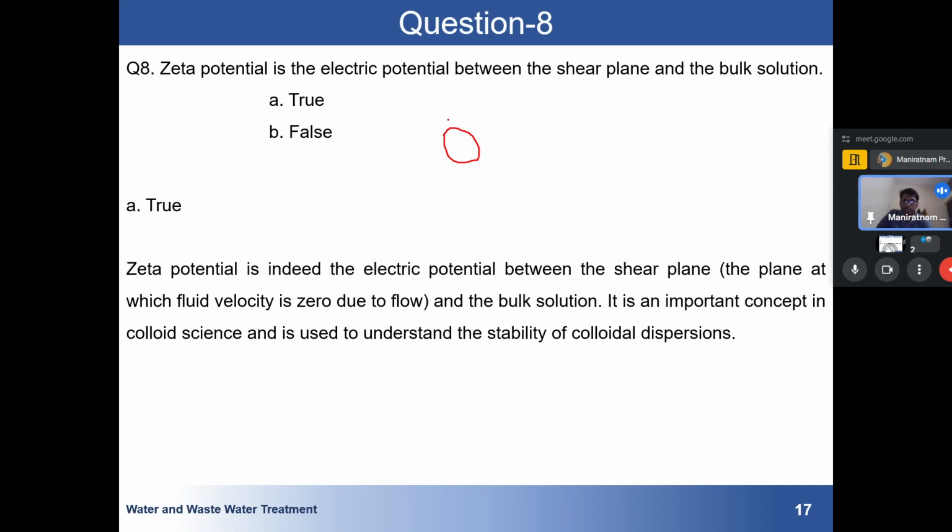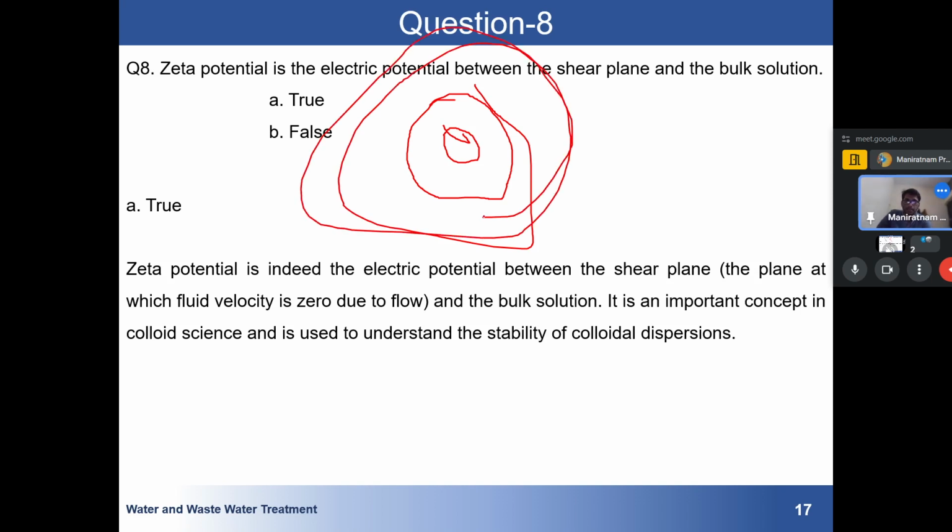On the surface of this colloidal particle there will be some kind of charges. Due to the charges it will create some kind of a potential around its surface. So a potential is being created between this surface and whatever liquid solution is present outside that area. This helps in many ways. It helps in the coagulation.